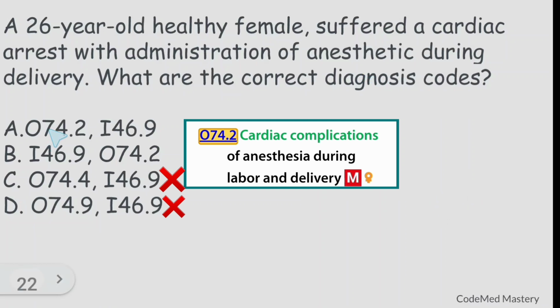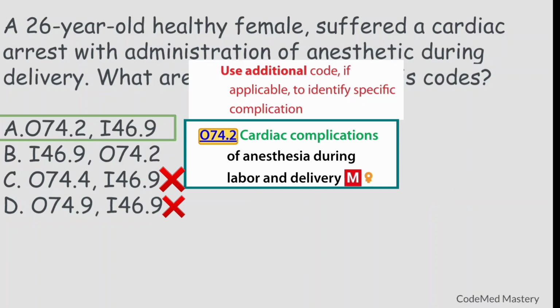Now we are left with option A and option B. In both the options, the codes are same, but the sequencing is different. So which is the right answer? The right answer is option A, because above the code O74.2, you can see they have given use additional code if applicable to identify specific complication. It means that we have to use additional code. So the O code should be sequenced first.